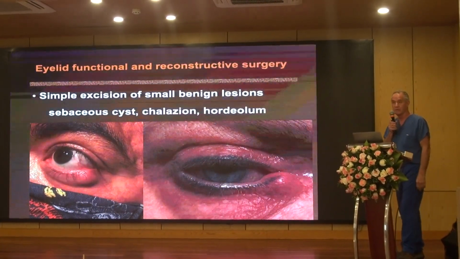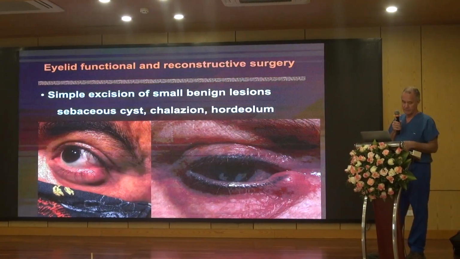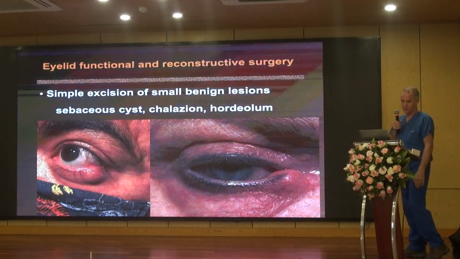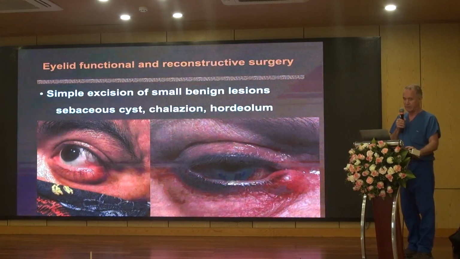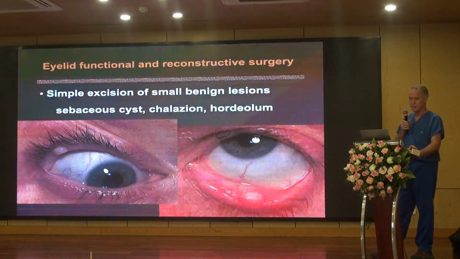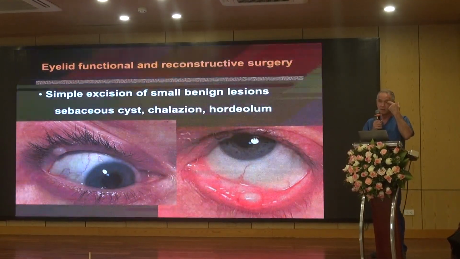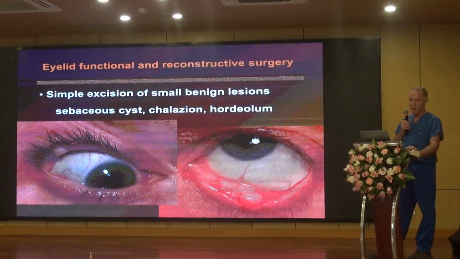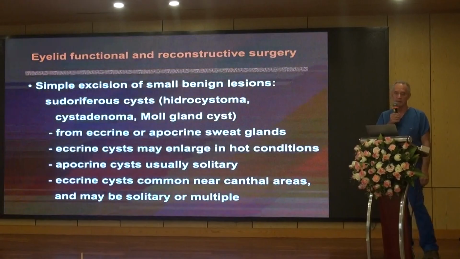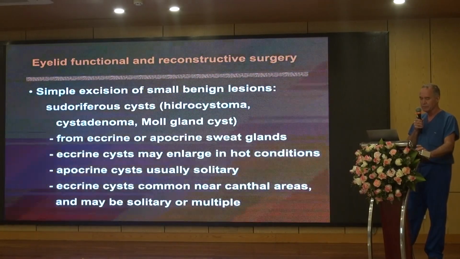There are many different types of cysts of the eyelids. Some of them arise from sweat glands or oil glands, sebaceous glands. So I'm going to show you some examples. These are chalasia and sebaceous cysts. And also if it's right on the lid margin, we call it a stye or hordeolum. And these are different types of sebaceous cysts. They arise from the glands of Moll on the lid margin, or if it's a chalasia on it, it arises from the meibomian gland. Sudoriferous cysts arise from sweat glands or Moll glands, and they're also called hydrocystomas or cystadenomas.